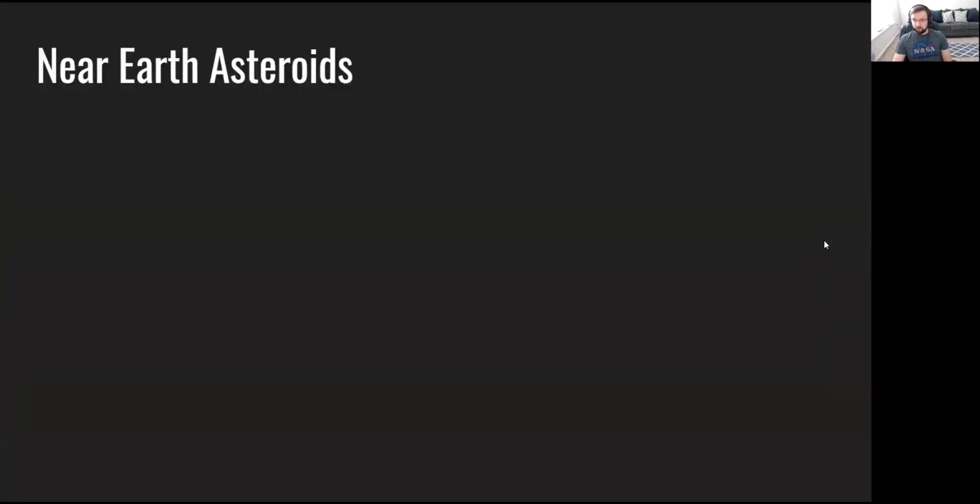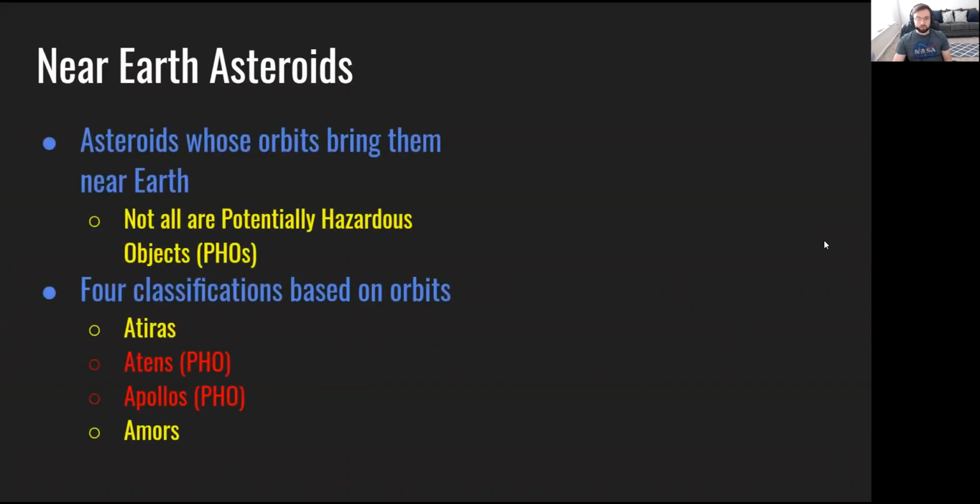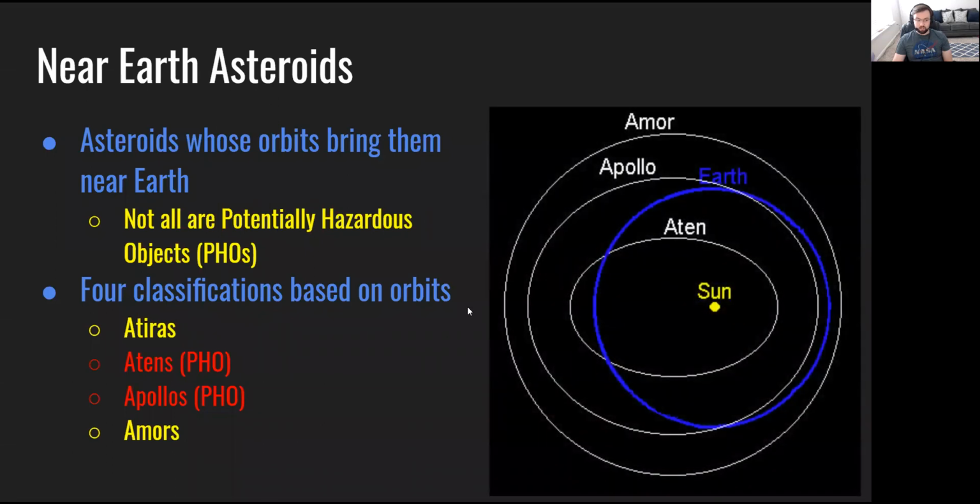Now, since they're near the Earth, we call them near-Earth asteroids. They are asteroids whose orbits bring them near Earth. Just because they are near us does not mean they are harmful, though. So we have a designation, potentially hazardous objects. Not all near-Earth asteroids are potentially hazardous objects. We have 4 classifications, and they're based on their orbits. We have the Atiras, the Attens, the Apollos, and the Amors. If you notice, Attens and Apollos are both in red with PHO next to them.